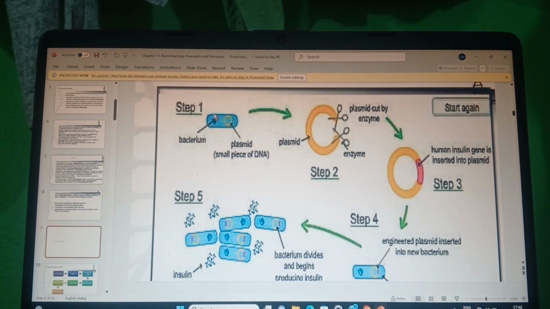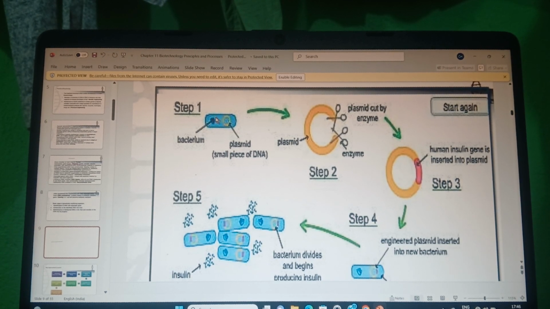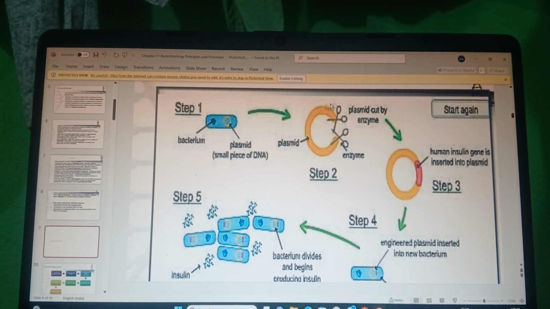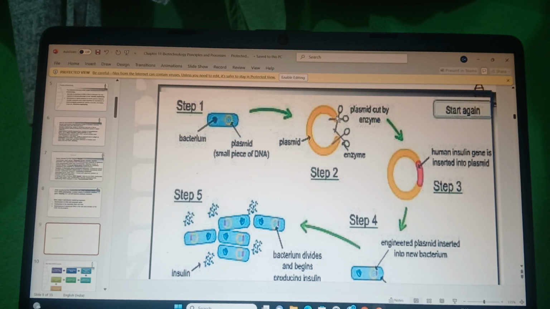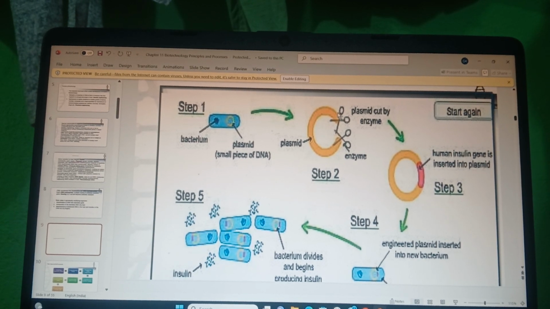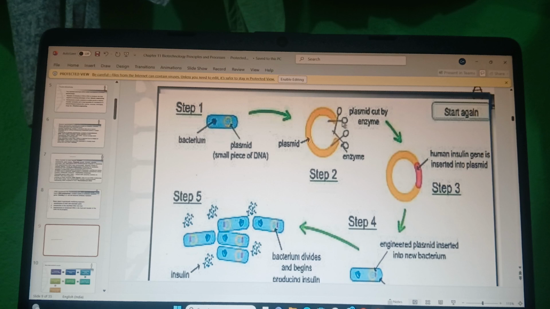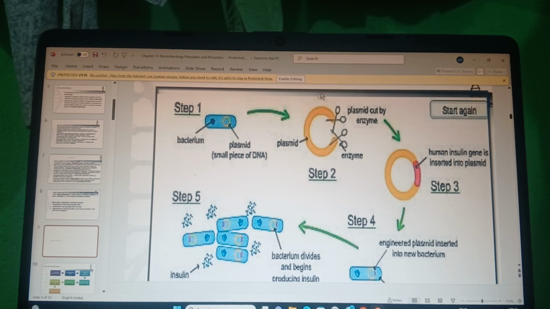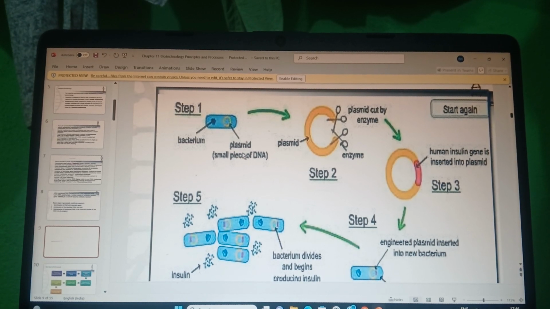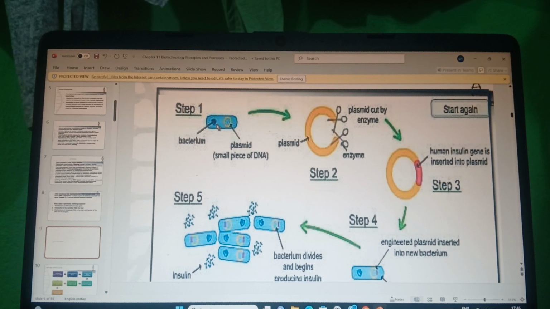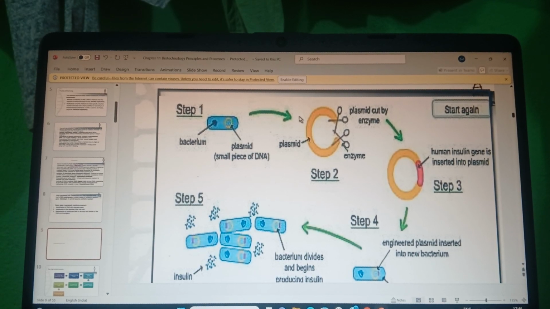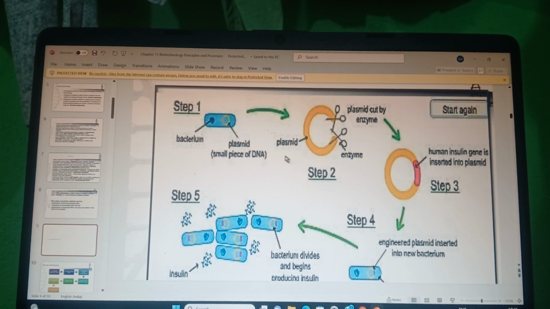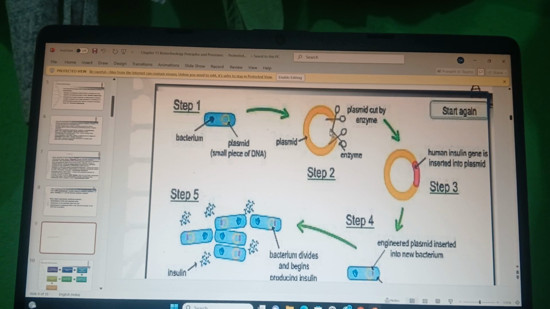Actually, if you look, the bacteria have two types of DNA. One is known as the main genome, and other than the main genome, this bacteria has circular double stranded DNA. This circular double stranded DNA of the bacteria is known as the plasmid. Understood what I tell? Bacteria have their own DNA, and other than that, they have the circular double stranded DNA. Inside the circular double stranded DNA we can add our gene of interest.